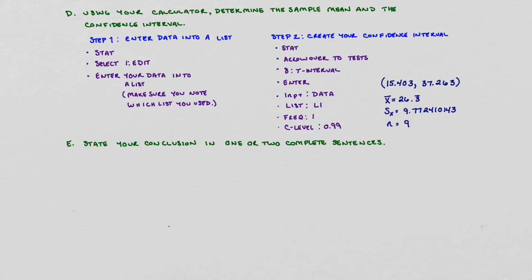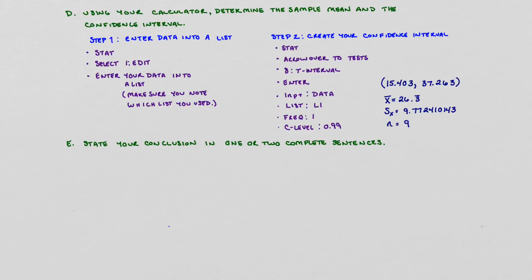Frequency will leave as 1, and then for your confidence interval, since we are working with a 99% confidence level, we want to write that decimal form of that 99% confidence. In doing this, we end up getting an interval with a lower bound of 15.403 and an upper bound of 37.263.